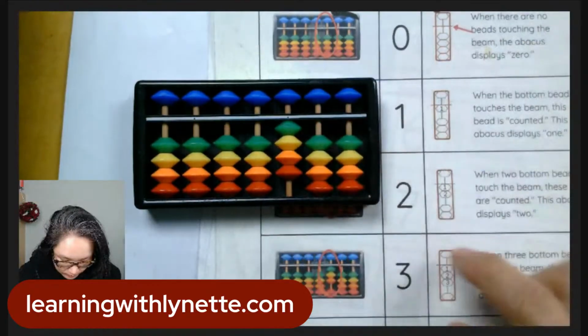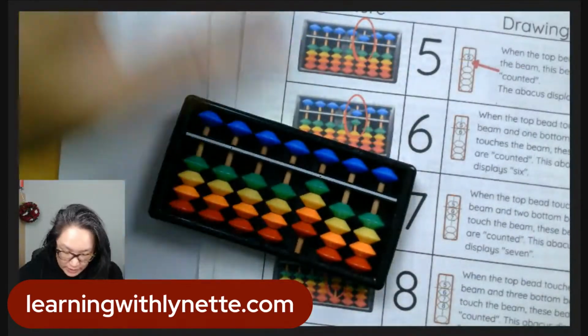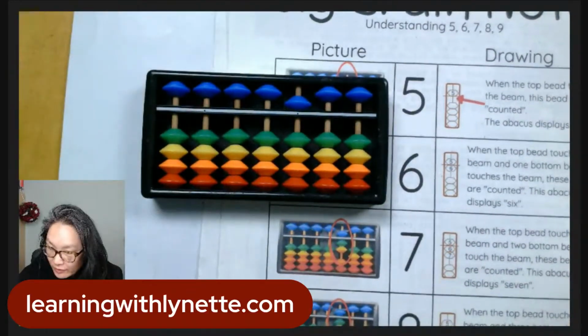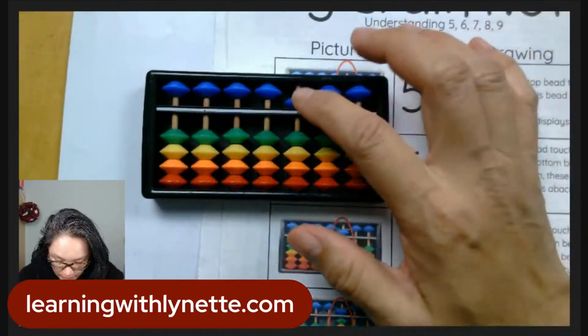This is 4. And then when we look, this is 5. That is 5. That will always be 5 no matter what. Why? That's just the way it is. The top bead will be 5.